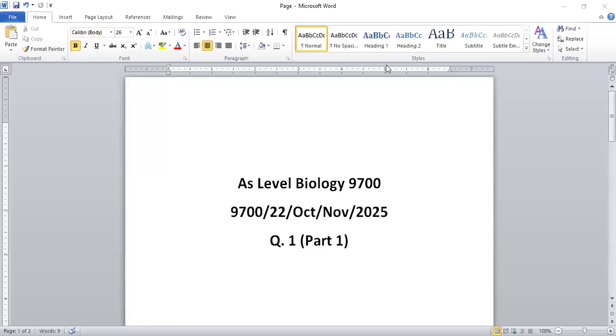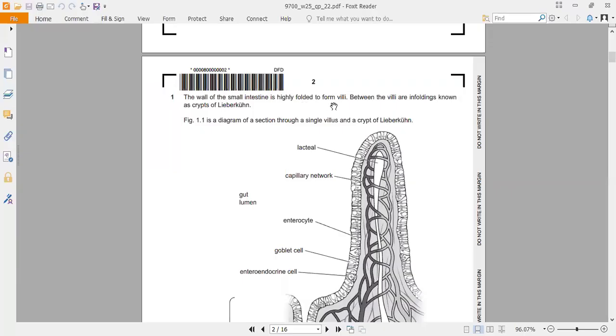AS Level Biology 9700 Paper 2 Variant 2 October November 2025, and in this video we are going to discuss question number 1. And question number 1 is: the wall of the small intestine is highly folded to form villi. Between the villi are infoldings known as crypts of Lieberkühn.